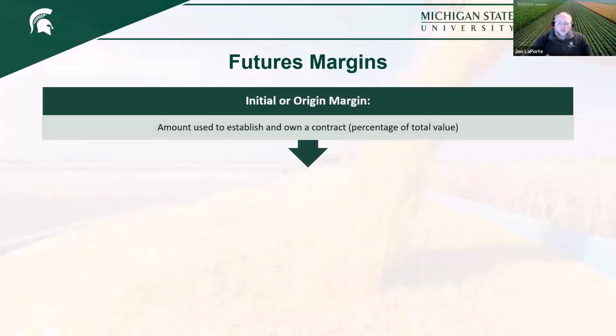And an initial margin, sometimes it's even just called the margin, is the amount used to establish and own a futures contract. And it's usually a percentage of the total value. In a lot of cases, it's a smaller percentage. I'm going to walk you through an example that has this in it. My numbers are going to be a little bit larger than what's currently on the board today, but I'm using whole numbers to try to make the math easier for you.